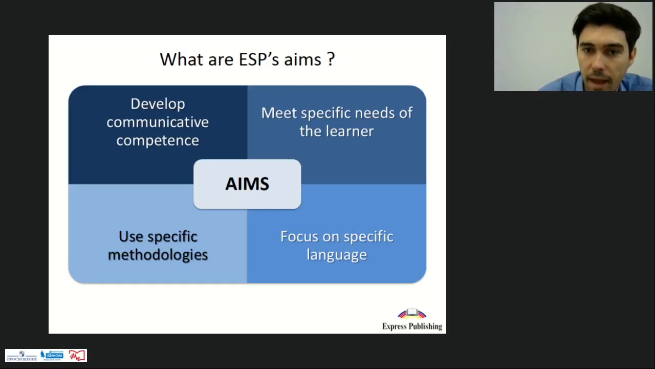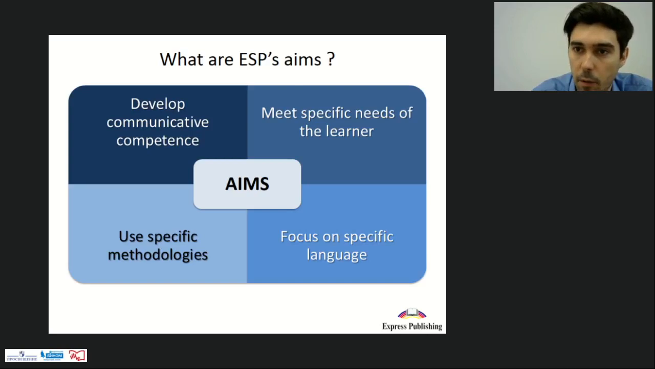Our second aim is for ESP to meet specific needs of the learners. When we talk about ESP and what it means, when we think about how many different professions there are and how many different ESP learners that we have, an ESP course has to meet the specific needs of these learners. If we think about, for example, a taxi driver that's studying an ESP course, now what kind of skills would a taxi driver need in English for their job?